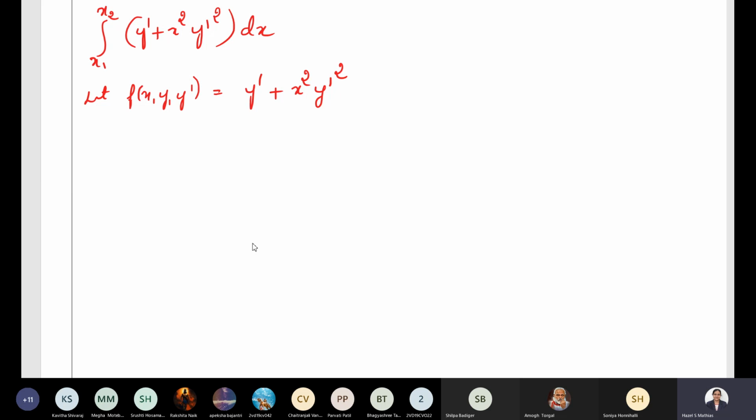Now we have the necessary condition which we get from Euler's equation. From Euler's equation, what is the necessary condition? ∂f/∂y − d/dx(∂f/∂y') must be equal to 0 in order to achieve the extremum. Now what happens when you put in ∂f/∂y? See, the function f has x and y' terms only. We do not have any term with respect to y. See, this function contains y' and x terms only, no y term.